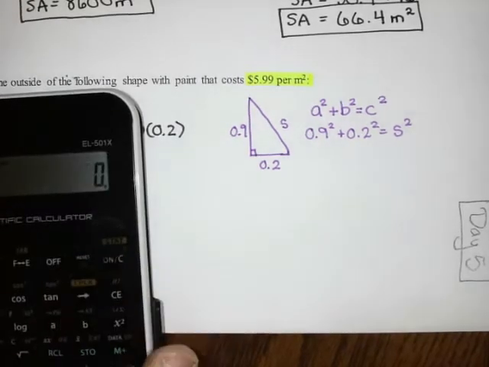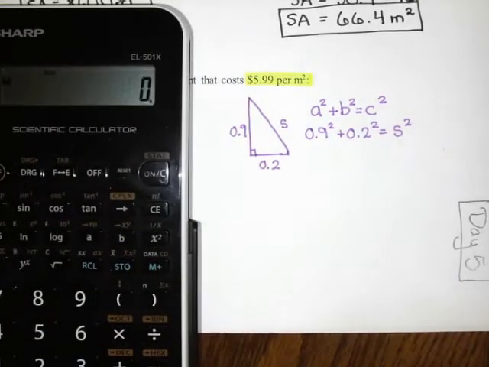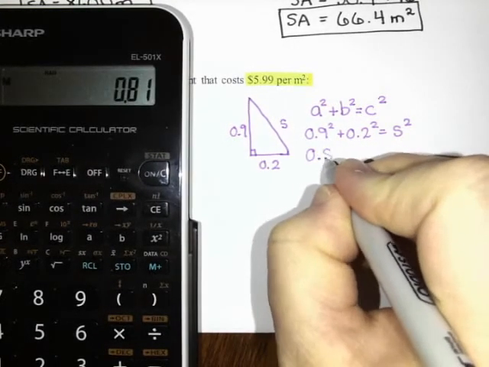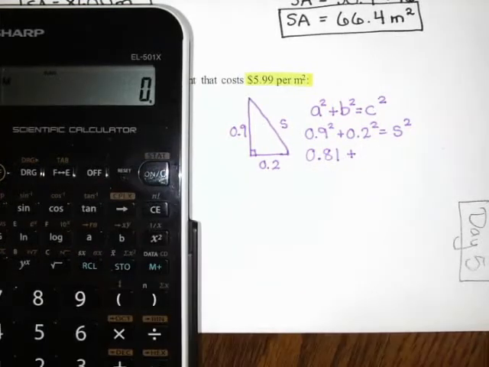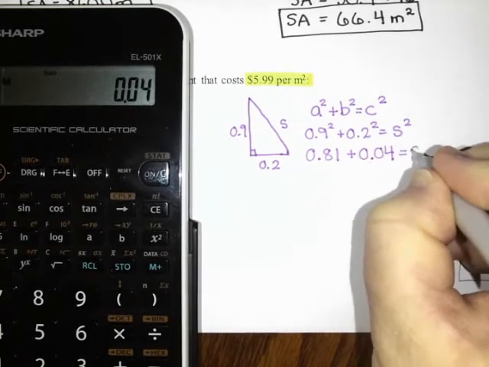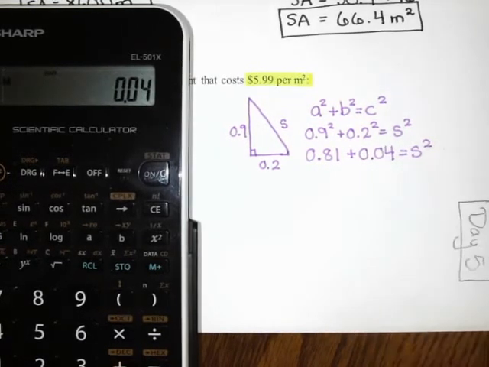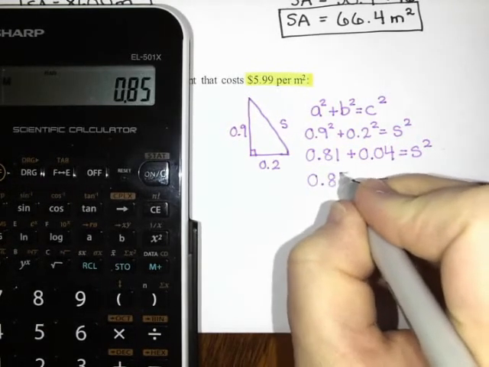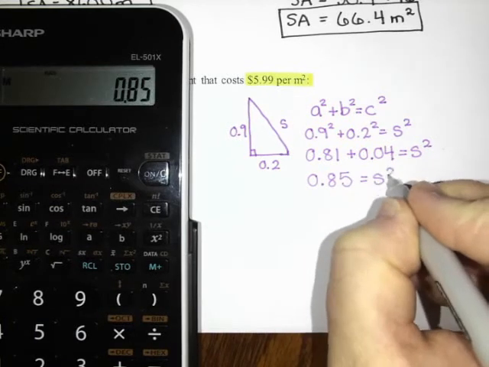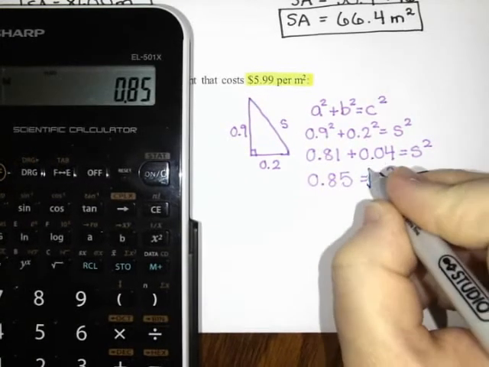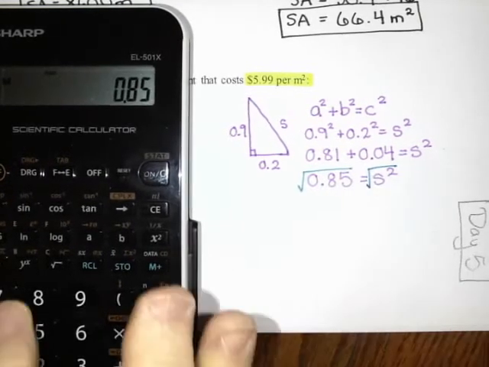0.9 squared, I would do 0.9 times 0.9, which is 0.81. 0.2 squared is 0.2 times 0.2, which is 0.04. I'm going to add those two numbers together to get a grand total of 0.85. And then I don't want it to be squared, I just want S. So I'm going to square root both sides to cancel out that square.